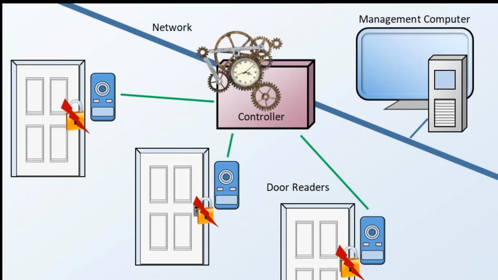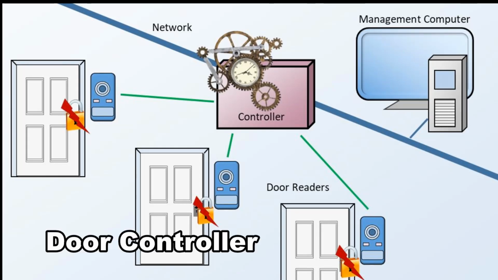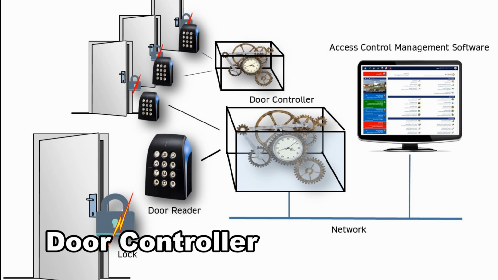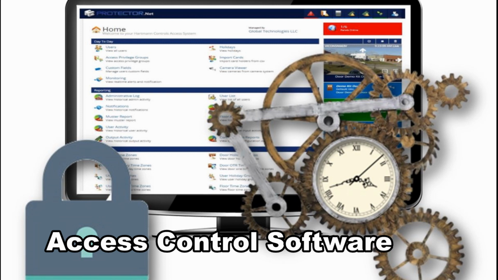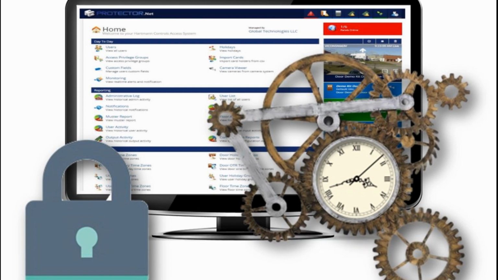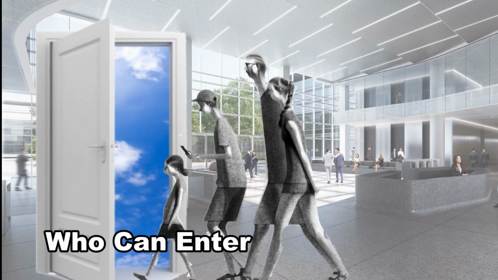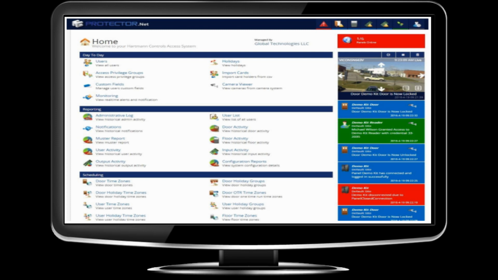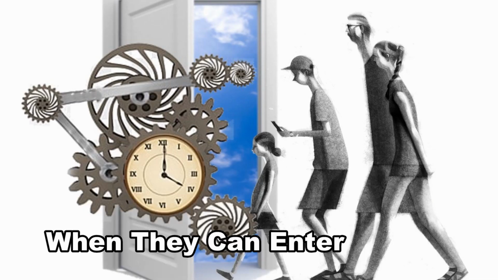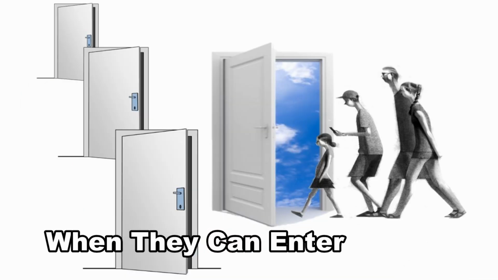The next part of the door access system is the controller. The door readers connect to the controller. The controller connects to the network and manages 1 or more door readers. The access control management software is an essential part of the system. The software allows you to enter all the people who can enter the facility. It provides the user registration function and enables you to manage everyone on the list. It also lets you control when people can enter and what door they can use.